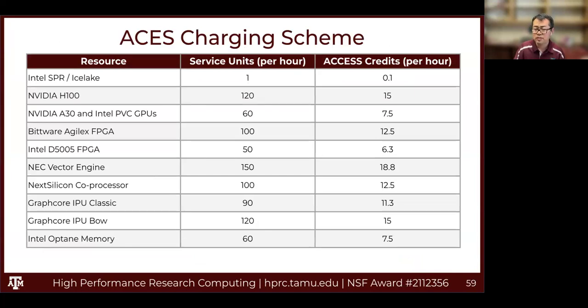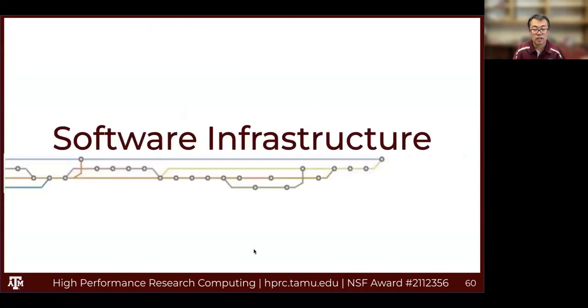GPUs are more expensive, so we charge more if you use our GPUs. For example, NVIDIA H100 GPUs are very expensive, and also very computationally powerful. We charge 120 SUs per hour for one H100 GPU. If you want to use GPUs, you may need to ask your professor or advisor to request more allocations for you as well. Other accelerators are listed here as well.